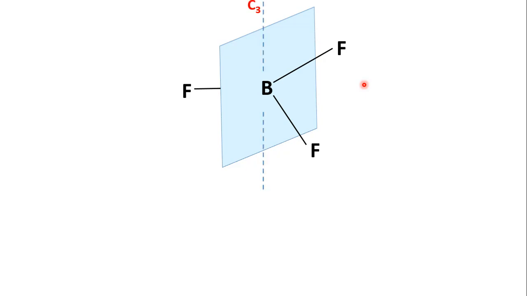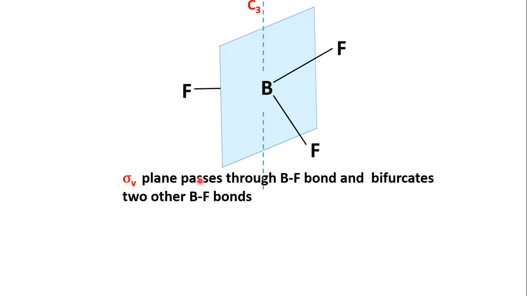The C3 axis, which is the principal axis of the BF3, passes through the boron atom and it is perpendicular to the molecular plane. This plane is also perpendicular to the molecular plane. Now look at the alignment of the C3 axis, the principal axis, and this plane. The plane contains the axis, and so it is a vertical plane of symmetry, sigma v. The sigma v plane passes through the BF bond and bifurcates the 2 other BF bonds.